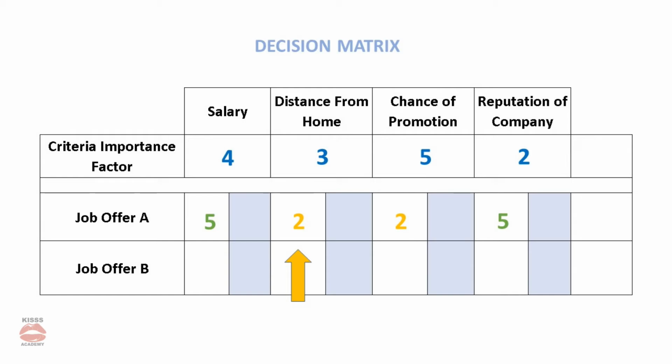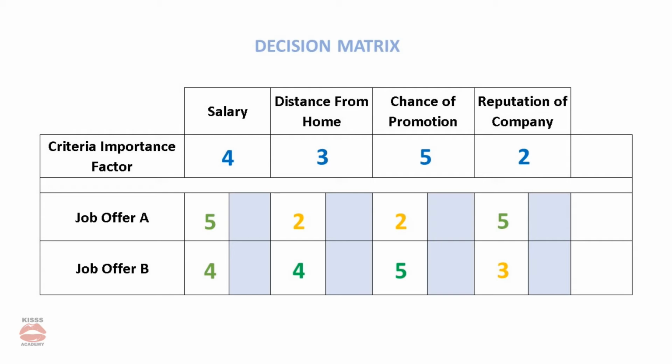For chance of promotion, job offer A does not have good chances of promotion. In fact, I was told that I shouldn't count on being promoted, so this one only gets a 2. But the company has an excellent reputation and it is well known in the industry, so reputation of company gets the number 5. I've done similarly for job offer B.